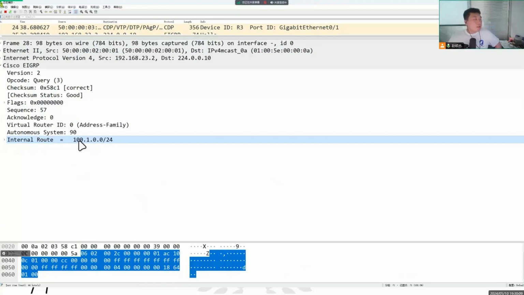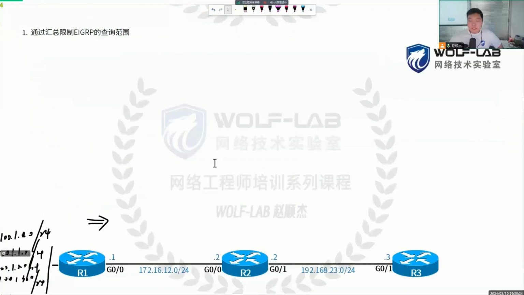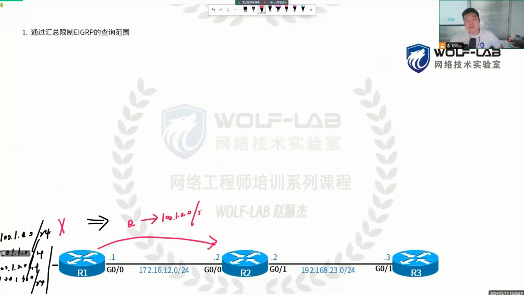100.1.0.0/24, the detailed information of this route entry is what I query for. What's the status of this route entry? Is it still reachable? Students, what you need to pay attention to is that when I, R1, lose a route in my database, 100.1.0.0/24, the detailed route, the query messages I send are also about this route, 100.1.0.0/24. I query about the route I lost and ask for the detailed information of this route entry.